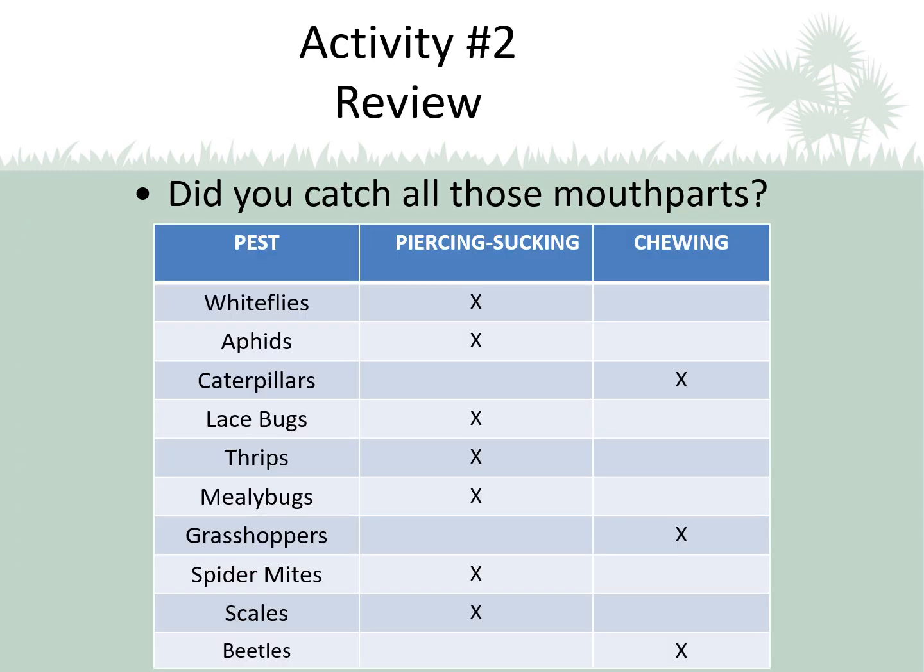So now a review of activity 2. Did you catch all these mouth parts? The only ones we went over that had chewing mouth parts were the caterpillars, the grasshoppers, and the beetles. All the rest, whiteflies, aphids, lacebugs, thrips, mealybugs, spider mites, and scales, have piercing, sucking mouth parts.